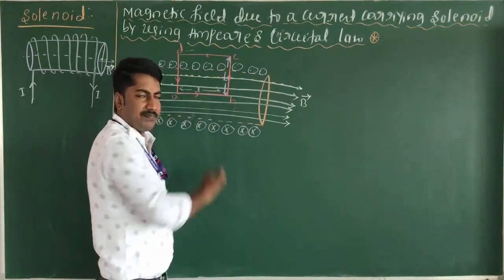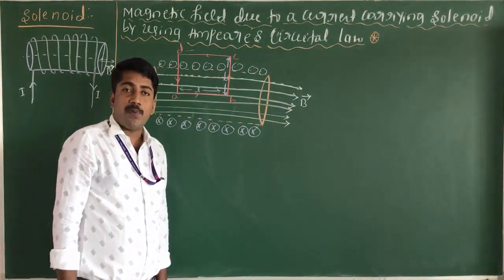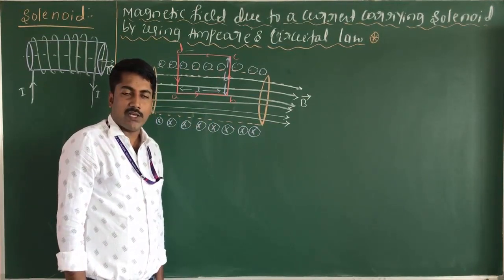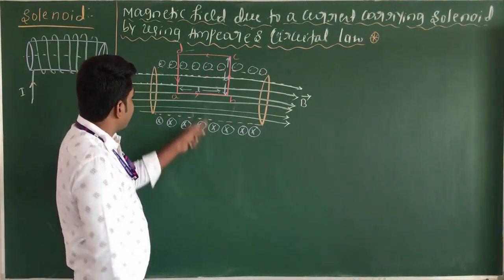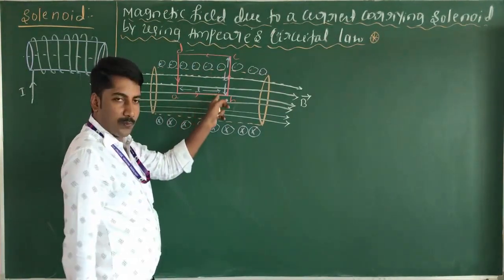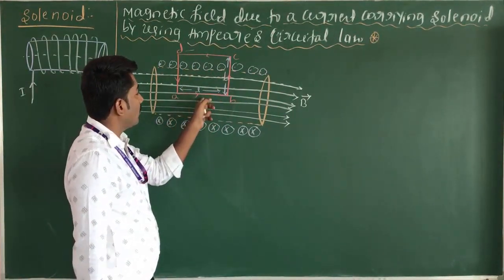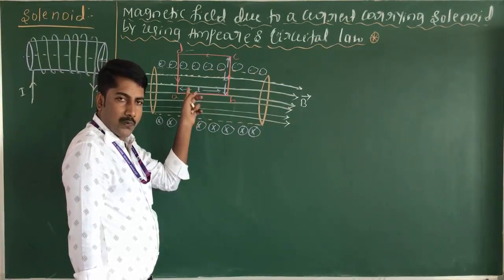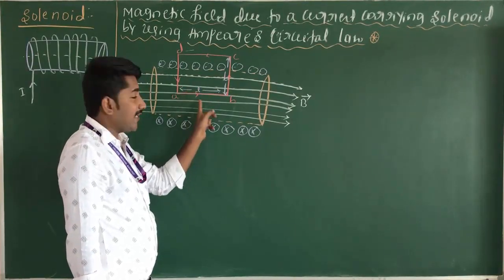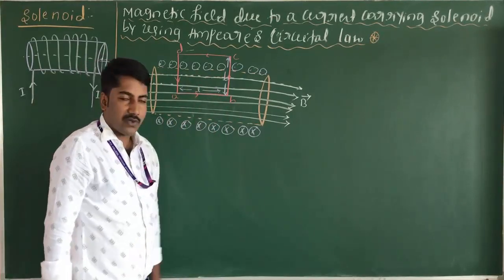An Amperian loop means it is a closed path around the current carrying wire. This is the rectangular Amperian loop. Using this rectangular Amperian loop, now we find the magnetic field due to this solenoid.